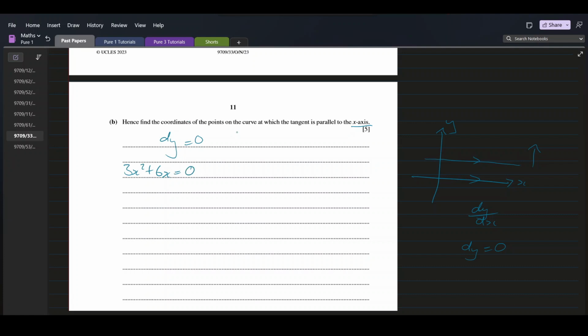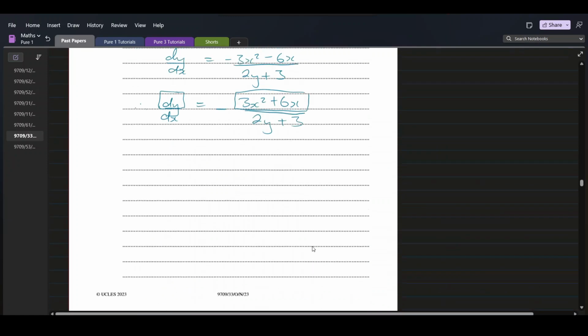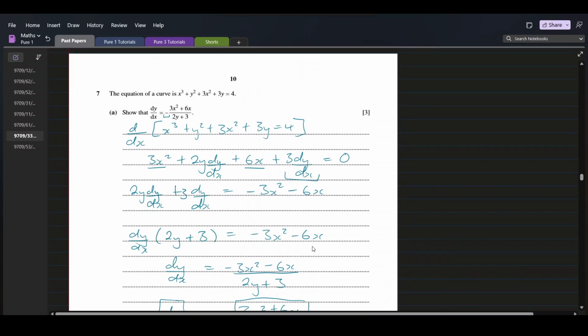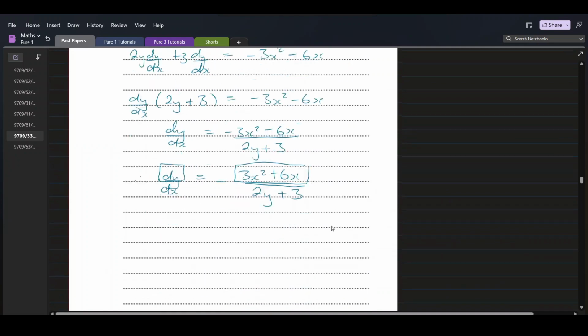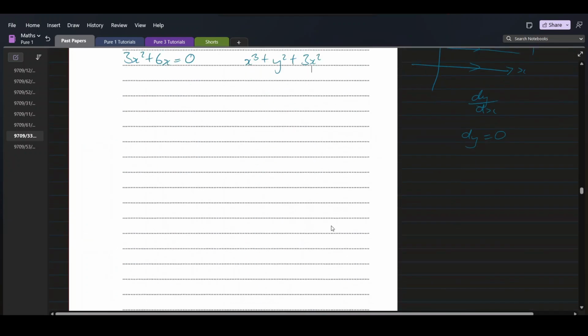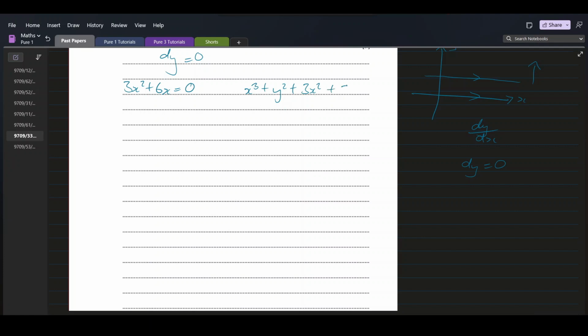So since we want the coordinates of the points on the curve at which the tangent is parallel to the x-axis, we're also going to need the equation of the curve, which is given in the stem of the question. That is x cubed plus y squared plus 3x squared. Let's copy that down. x cubed plus y squared plus 3x squared, and then plus 3y is equal to 4.